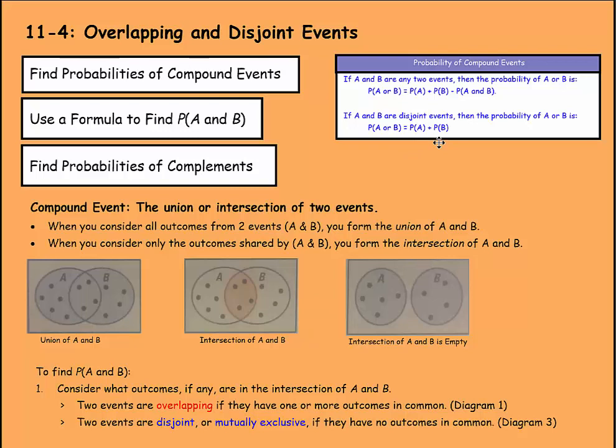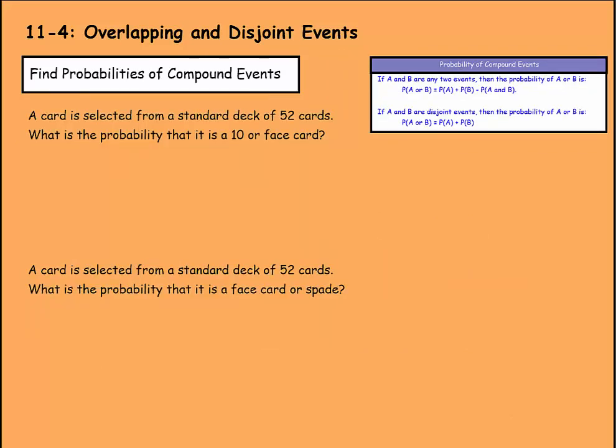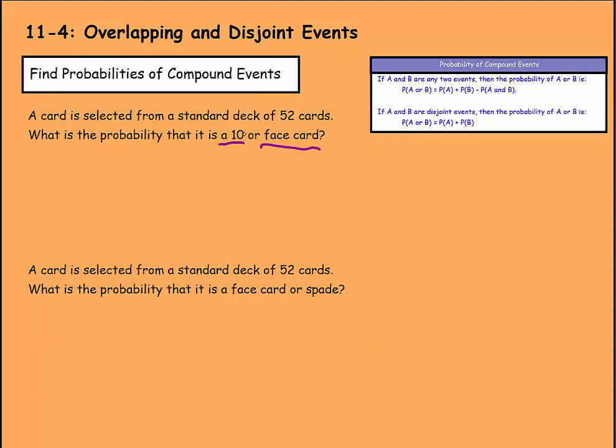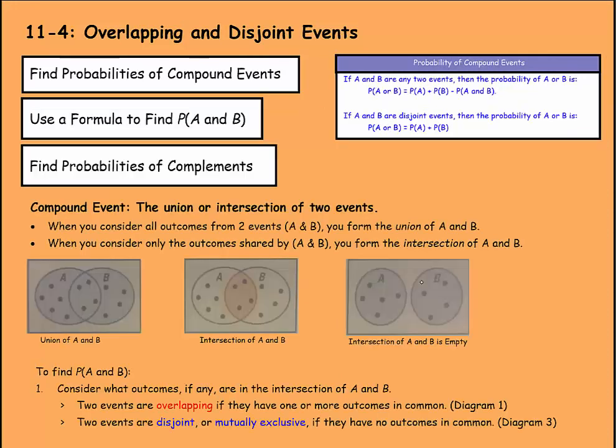Let's just try a few of these problems. I think it'll really clear up once we get working on some of these. So let's look at this situation. A card is selected from a standard deck of 52 cards. What is the probability that it is a 10 or a face card? So here's our compound event. We're looking for either a 10 or a face card. If we follow the directions, first we need to consider what outcomes, if any, are in the intersection. Well, a card can't be a 10 and a face card at the same time. So these are actually going to be disjoint. They're not going to have any intersection.